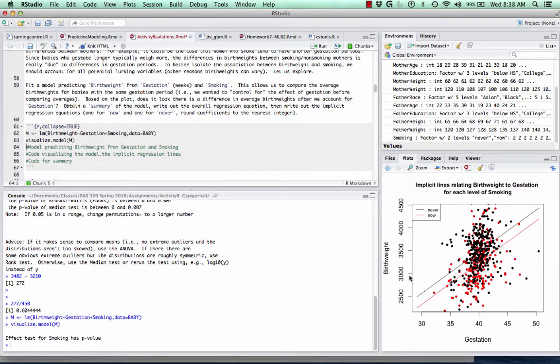All right, so our model is suggesting that the difference between mothers who never smoke and mothers who do smoke really doesn't go away after we account for gestational periods. What we see is that when we do compare babies with equal gestation periods, let's say 40, the black line is really quite noticeably above the red line. So non-smokers versus smokers.